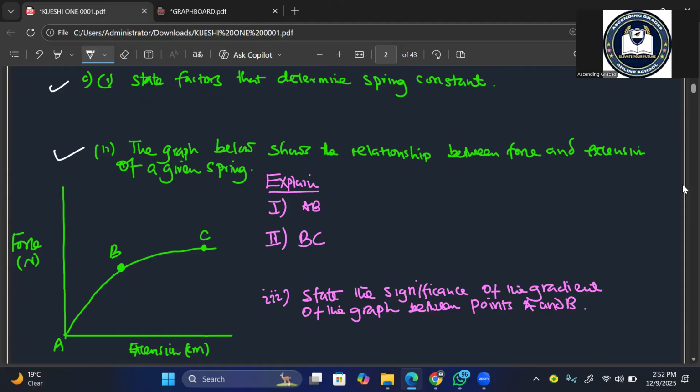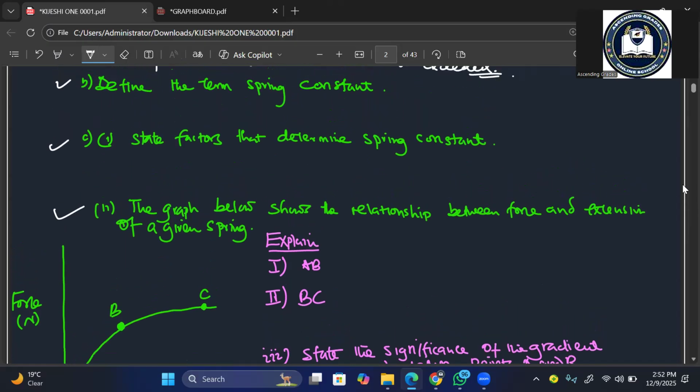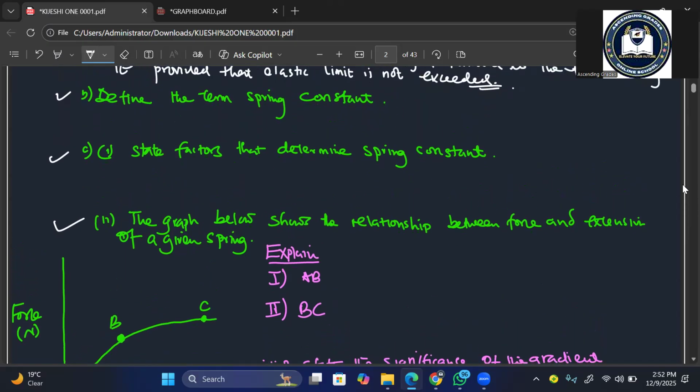So can I respond to part B? You are asked to define the term spring constant. And this one is defined as a measure of a spring's stiffness. The measure of a spring's stiffness.